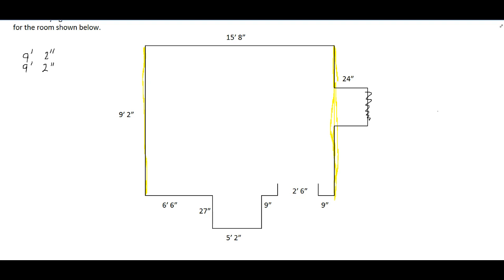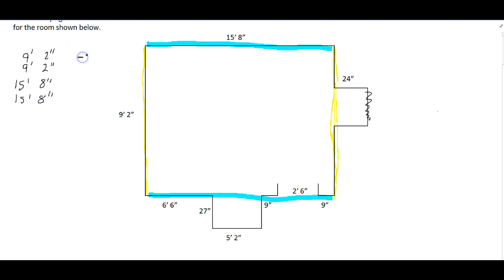I can do the same thing horizontally, go across like this, and across like this. The only difference is that I have this doorway here, and so we will put baseboard across the doorway. And when I do this, now I'm going to take 15 feet 8 inches and 15 feet 8 inches, and remember that I'm going to have to subtract out 2 feet and 6 inches at the end because of the doorway.